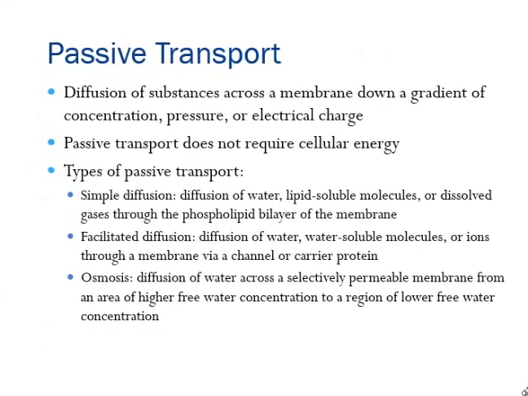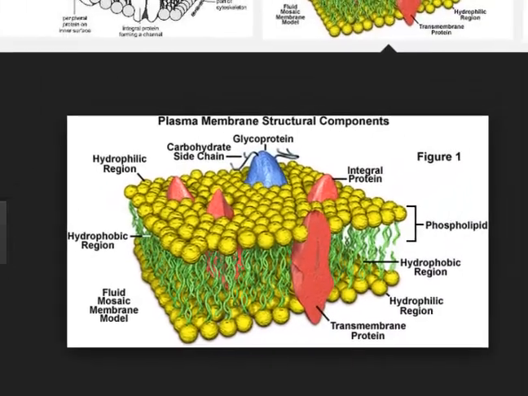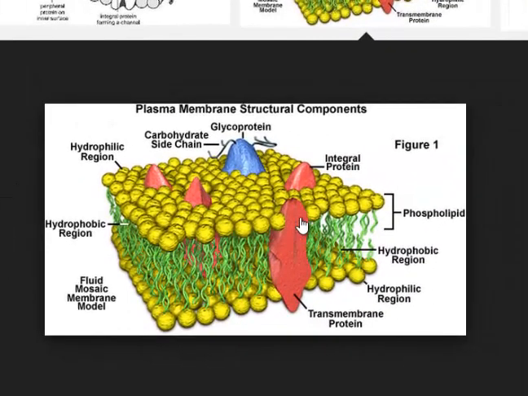That's one. The other type is facilitated diffusion, which is water or water-soluble molecules through a membrane via a channel or carrier protein. That's something that goes through these red proteins over here, transmembrane proteins, where the proteins kind of, as we looked at last time, open up a little bit and allow things that wouldn't ordinarily be able to pass through these fatty substances, either because the materials are too big or they're not dissolved enough. They need the membrane to kind of open up, and that's what these proteins do to allow them in.